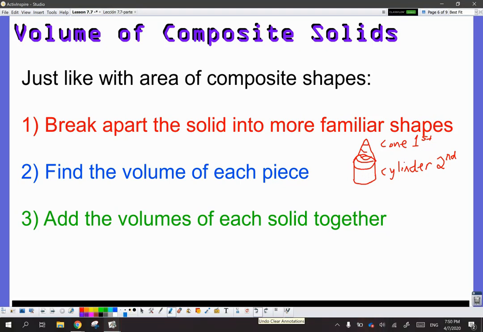So we're going to be taking a look at 2 different examples so you can see the process in each one and what we would have to do to find the volume of those composite shapes. Let's start with the first one.